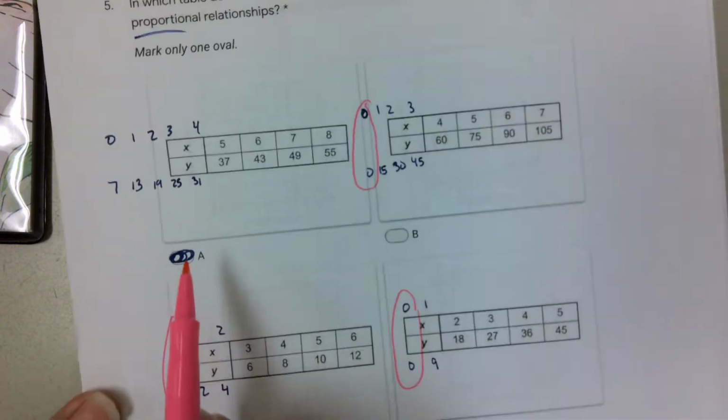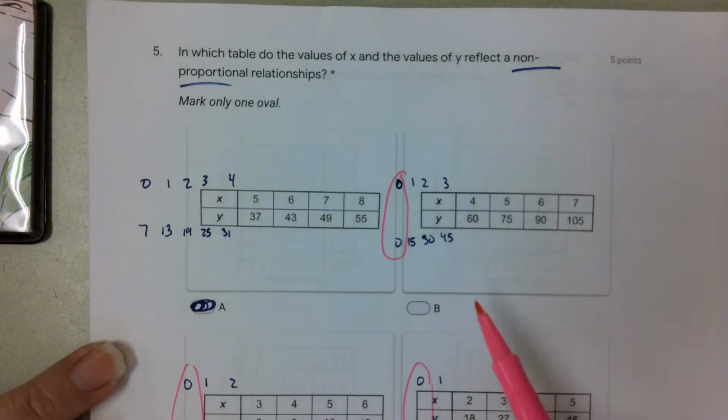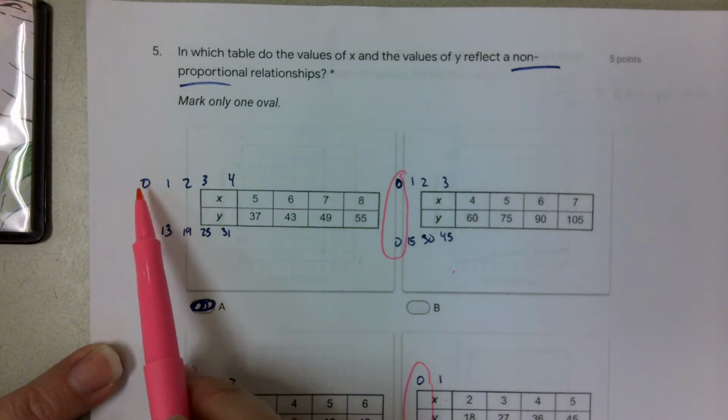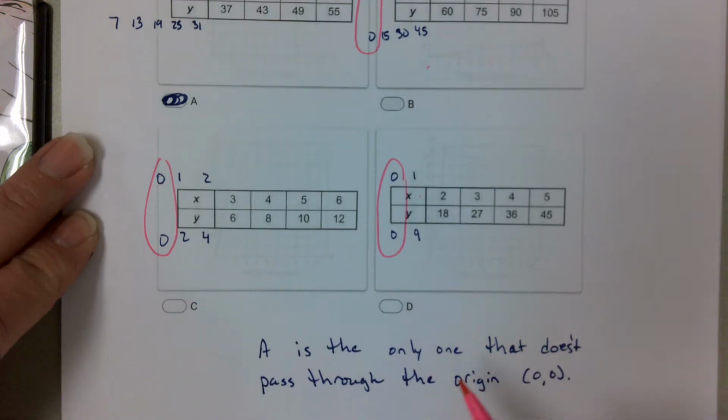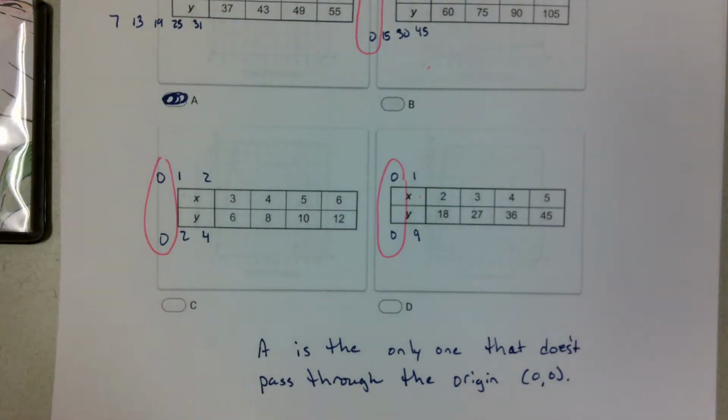So on all of those except for A, those are all proportional. A does not go through the origin. The y-intercept is 7. So A is the correct option, the one that does not pass through the origin.